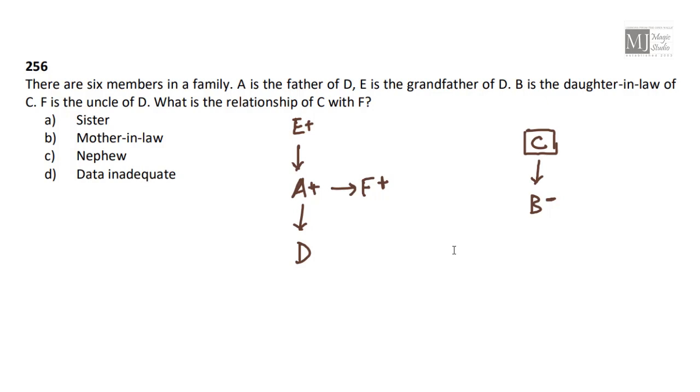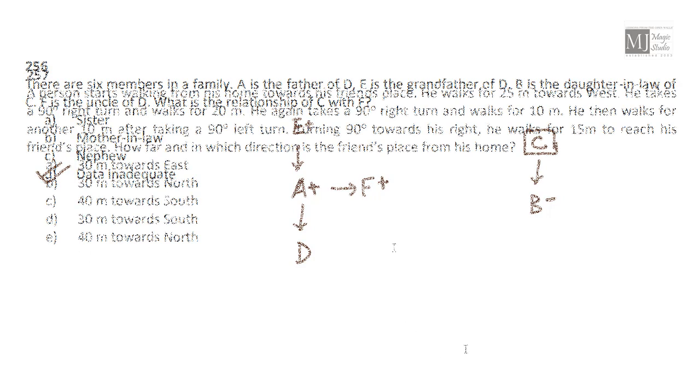We are not supposed to assume anything. We can't assume that C is wife of E, then C is female, B can be wife of A, then C is mother of F. These kind of things should not be done. So, the best option which fits in is data inadequate for us to find the answer.